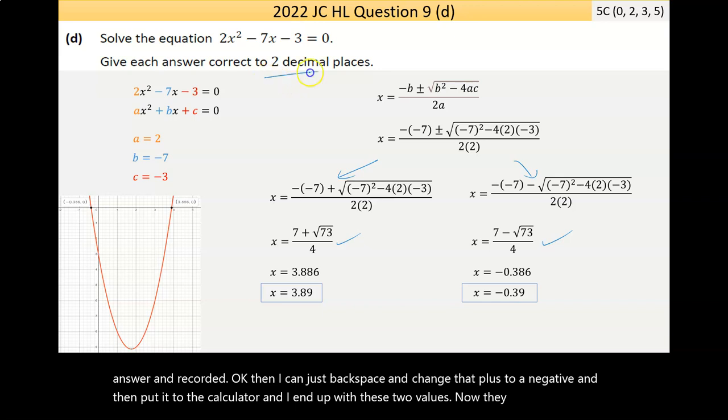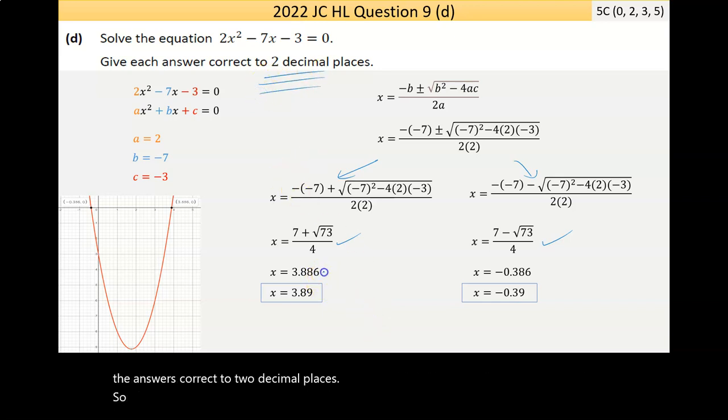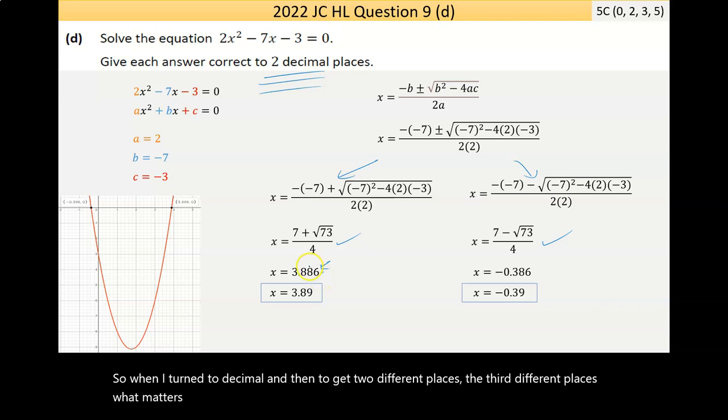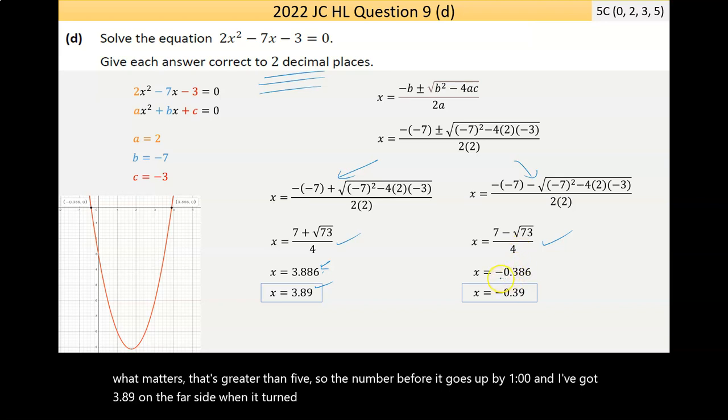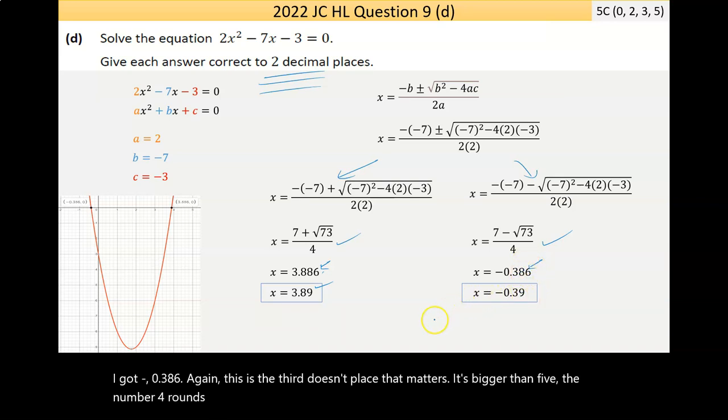Now, they do say they want the answers correct to two decimal places. So I'm going to turn to decimal. And then to get two decimal places, the third decimal place is what matters. That's greater than 5, so the number before it goes up by 1. And I got 3.89. On the far side, when I turn this to a decimal, I got negative 0.386. Again, it's the third decimal place that matters. It's bigger than 5. The number before it rounds up by 1. And I got my two values of x for when the equation equals 0.